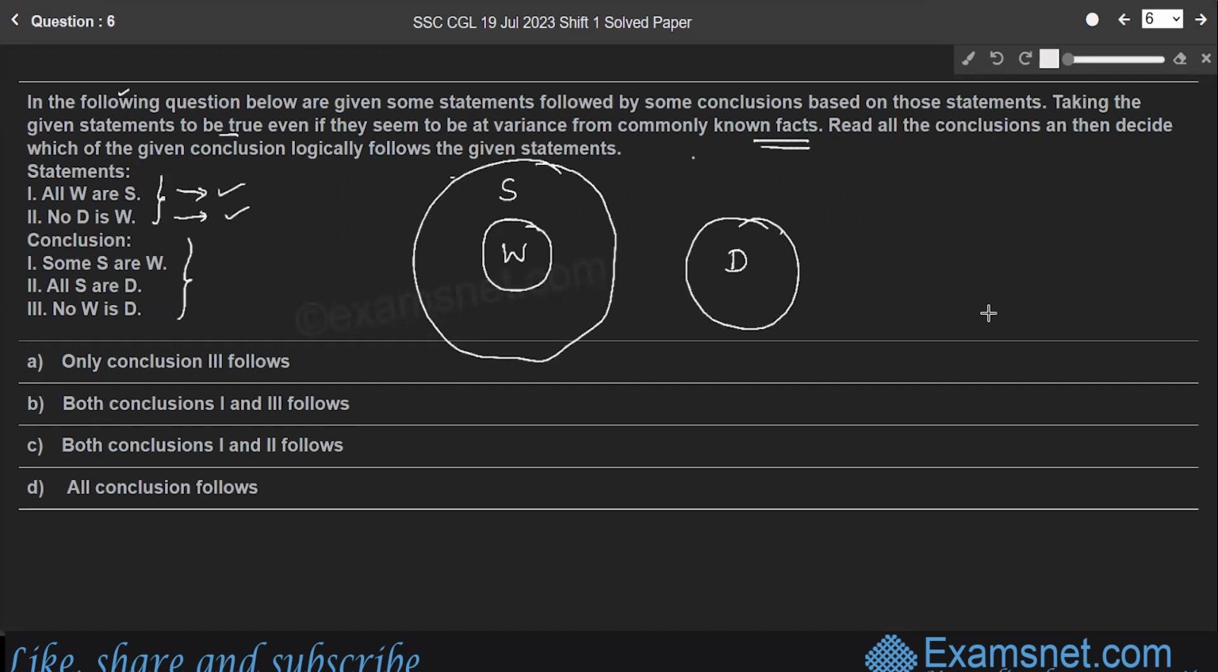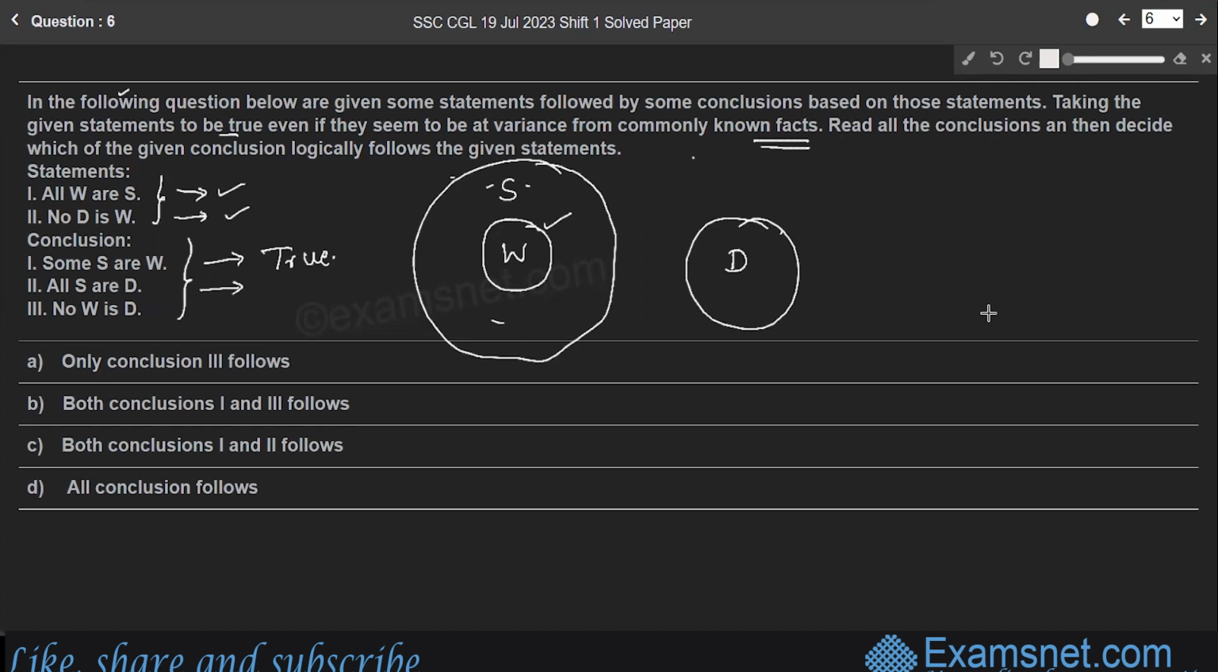Come to the conclusion part, right? Some S are W, some portion of S. Since W is completely included in S, some S are W, a true conclusion, right? Some S are W, true conclusion.